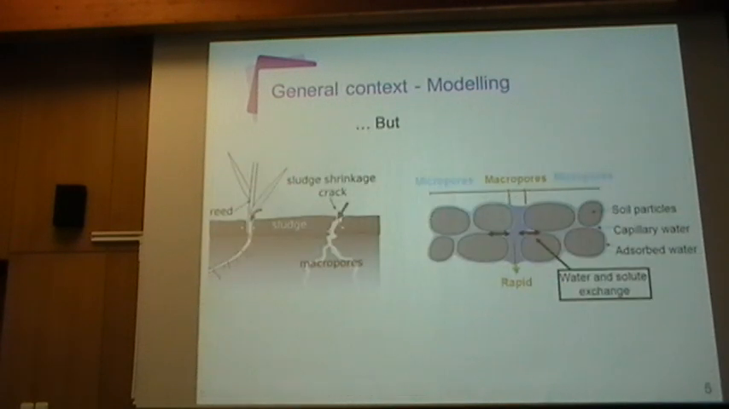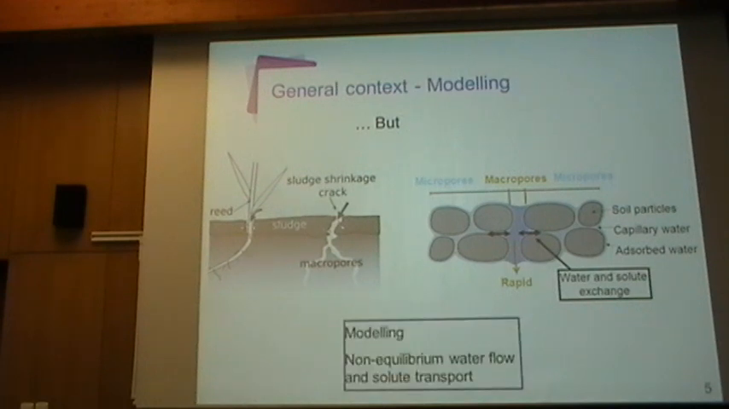So the porosity and the network of reed stalks may serve as preferential flow path, and non-equilibrium conditions in pressure head are created between the preferential flow and the rest of the matrix. So the equilibrium model cannot be applied in this case. So we need to find a model representing the non-equilibrium water flow and solute transport.